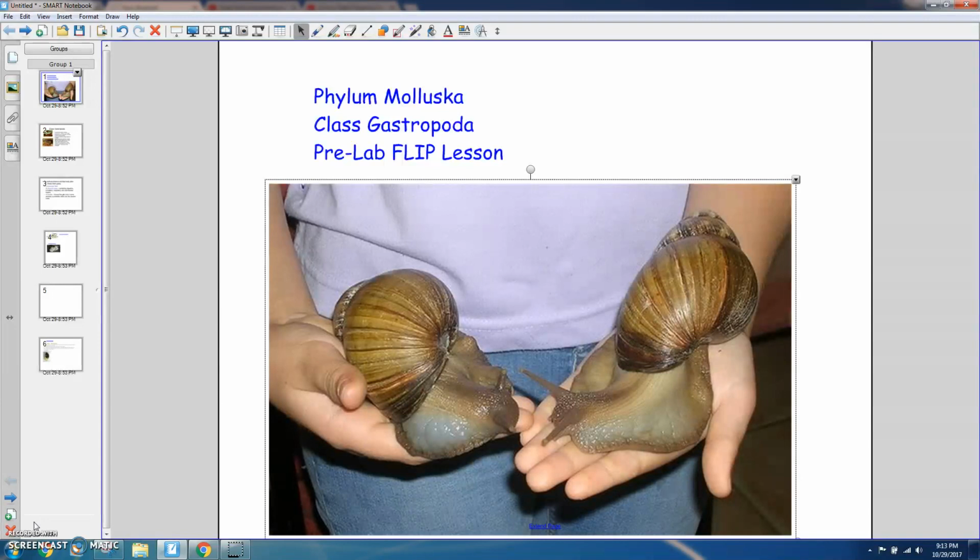So everything I talk about here you want to jot down on paper. I will be checking your pre-lab flip notes before we actually start the lab, just to make sure that everybody is prepared, okay? So here we actually have an image of the giant African land snail. There's two of them here. They are a gastropod, and gastropods have a lot of unique characteristics that I want to share with you now.